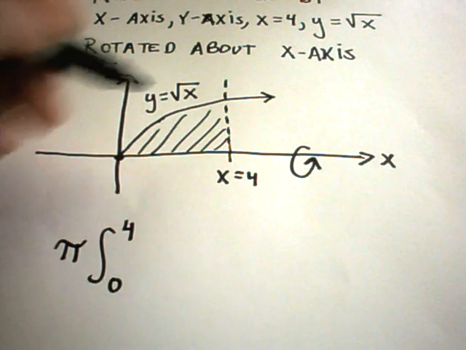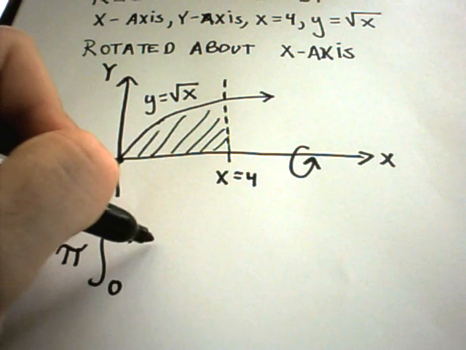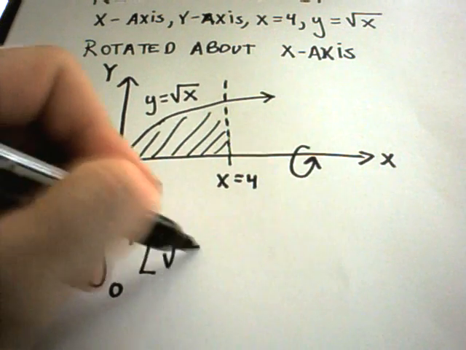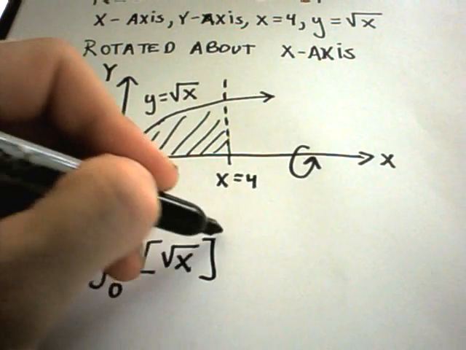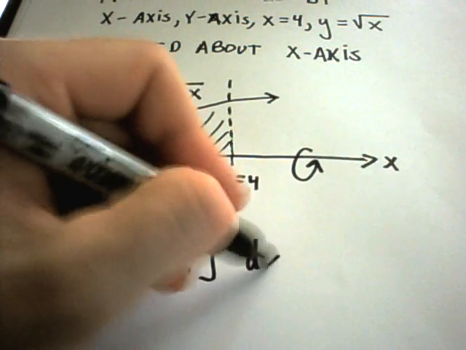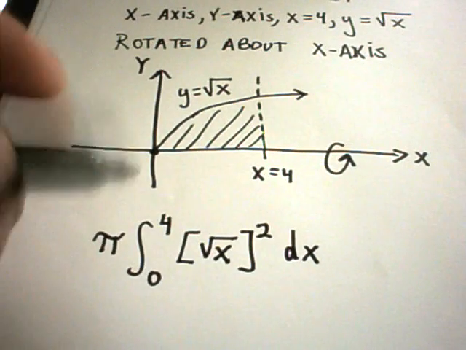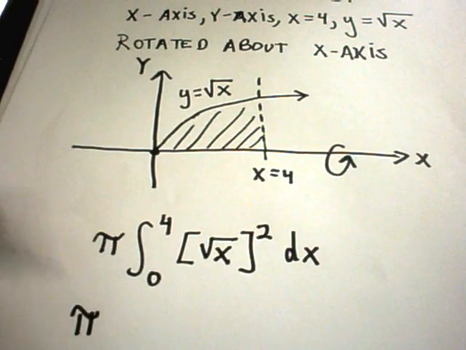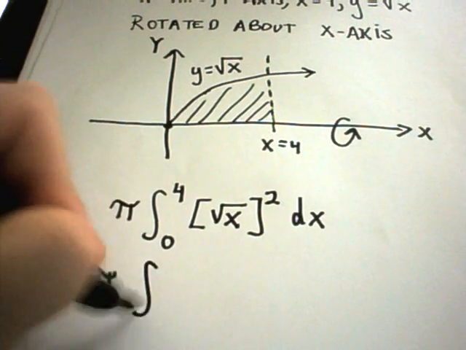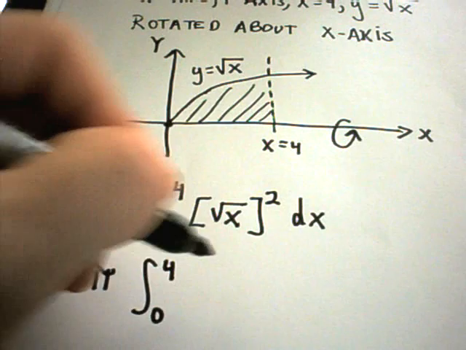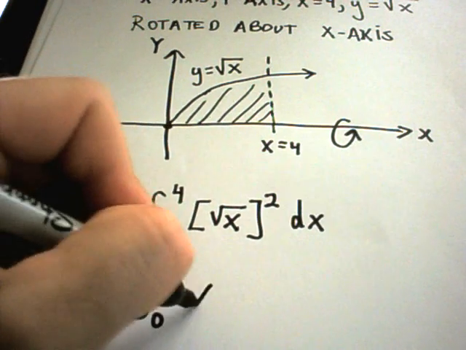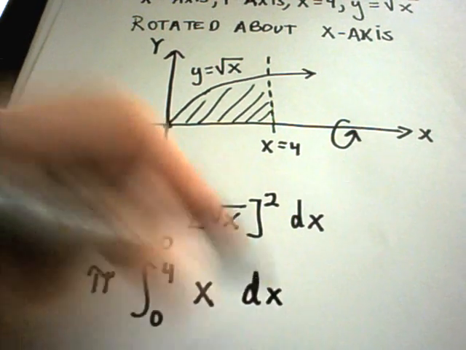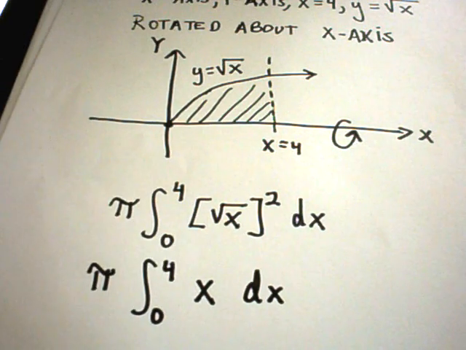And then it says you take whatever your function is, in this case square root of x, and you square that thing. And that's it. So in this problem you would end up having to integrate the function from 0 to 4 of just x, since square root of x squared is just x. And again, in terms of integration, you're not going to get much easier than that.